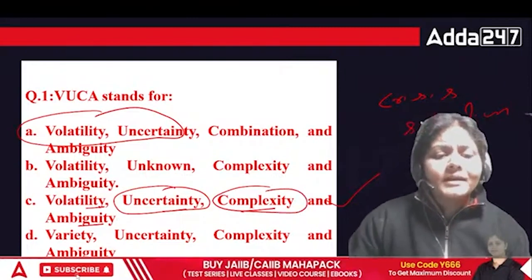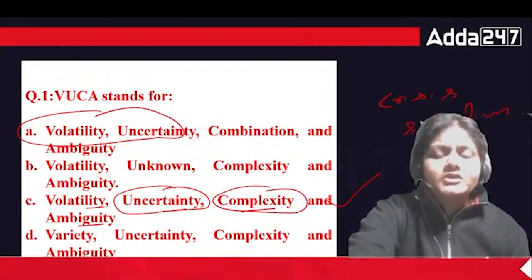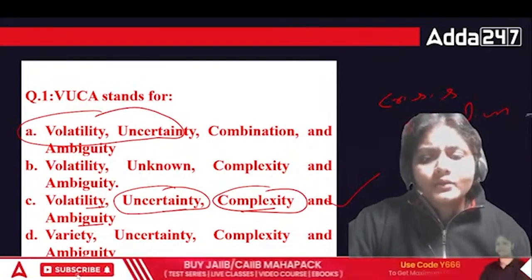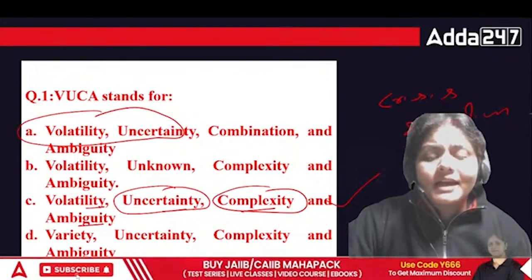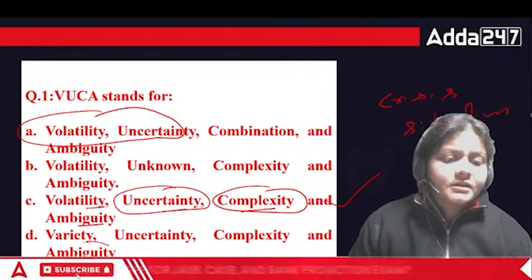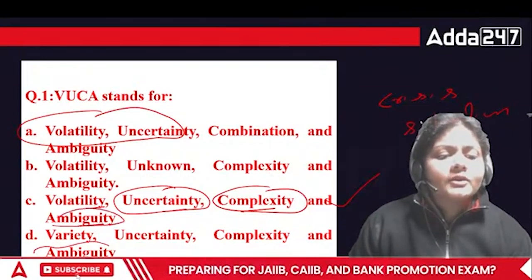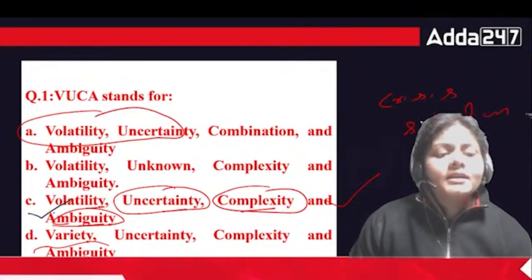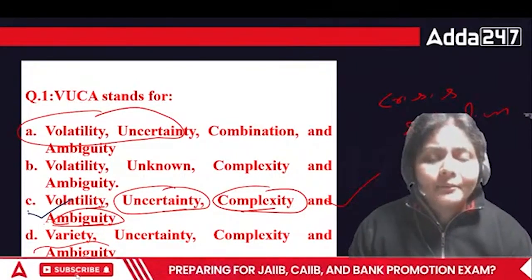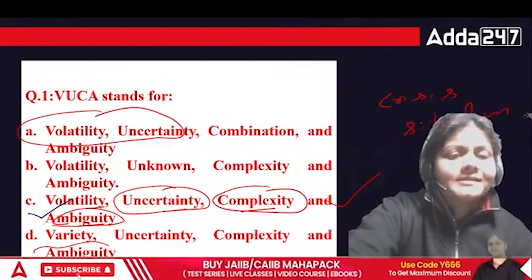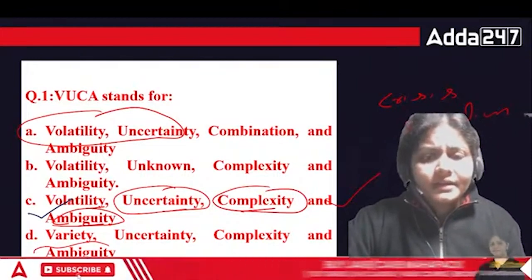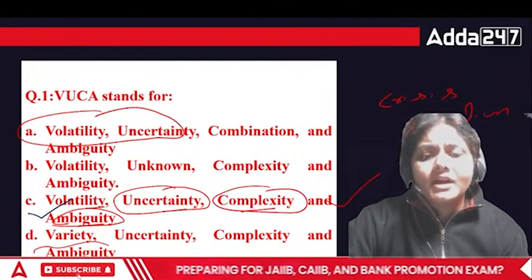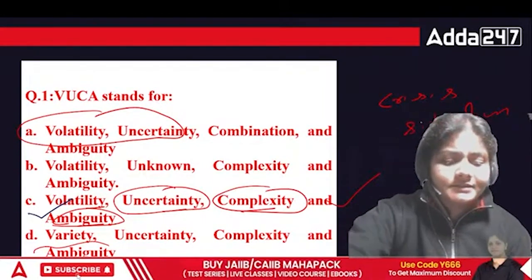Complexity is everything is complex, everything is dependent upon each other, right? So that is complexity. And the last one is ambiguity. That means you are not clear about what is the thing which you can do. So the answer here is C, volatility, uncertainty, complexity and ambiguity. In the June exam, this question was asked in ABM, and this time the question was asked in the HR elective. So it is a very important question.